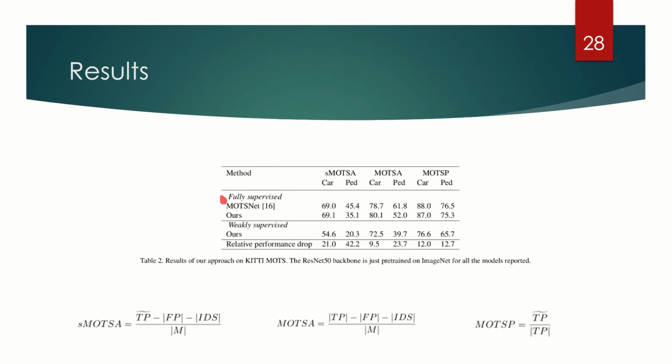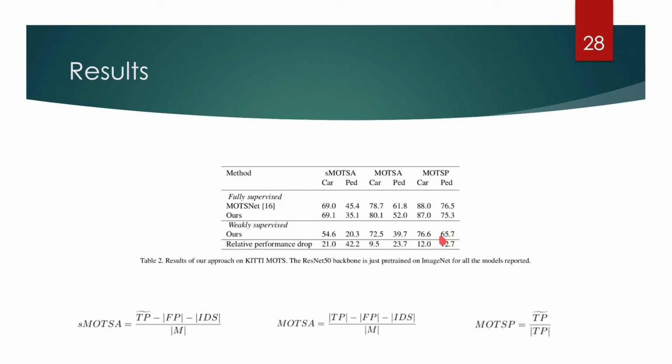In the top of the table, we show the results of our method under a fully supervised setting, compared to the state-of-the-art under the same pre-training conditions, that is, only pre-training the ResNet backbone on ImageNet, but not any other component of Mask R-CNN. In the middle, we report the performance when we do not use any kind of instance segmentation masks. The bottom row shows the relative performance drop, which in the case of MOTSP, the metric that measures the segmentation quality isolatedly, is just around 12%.